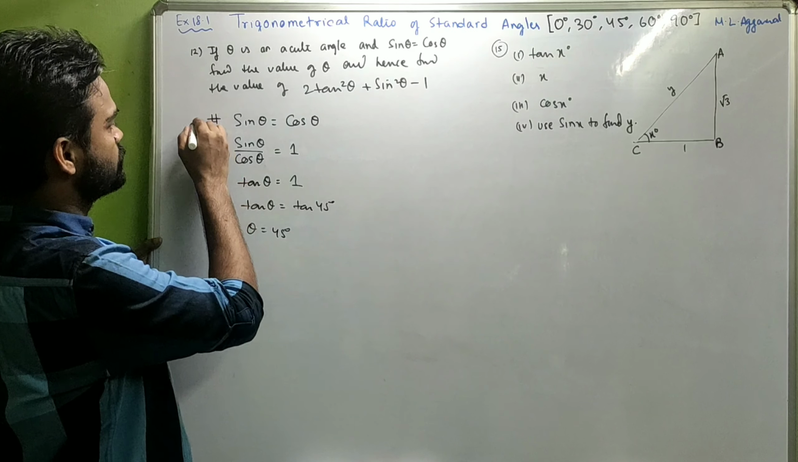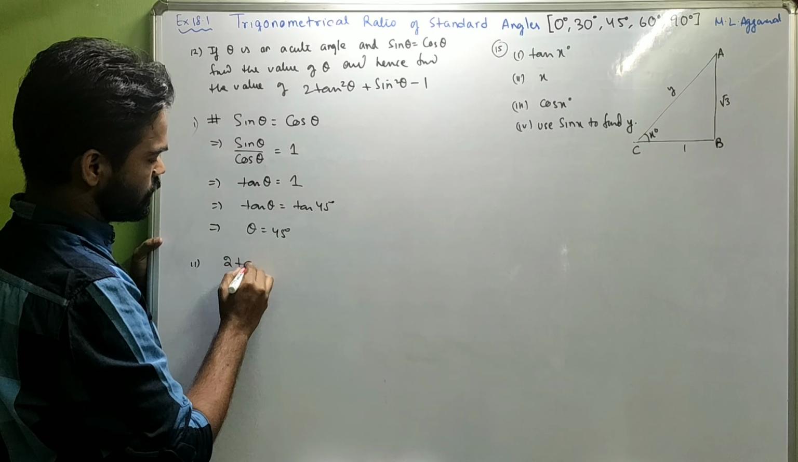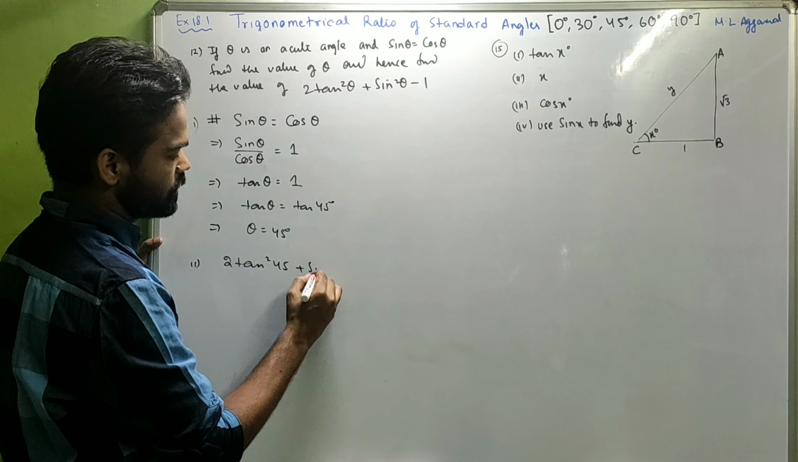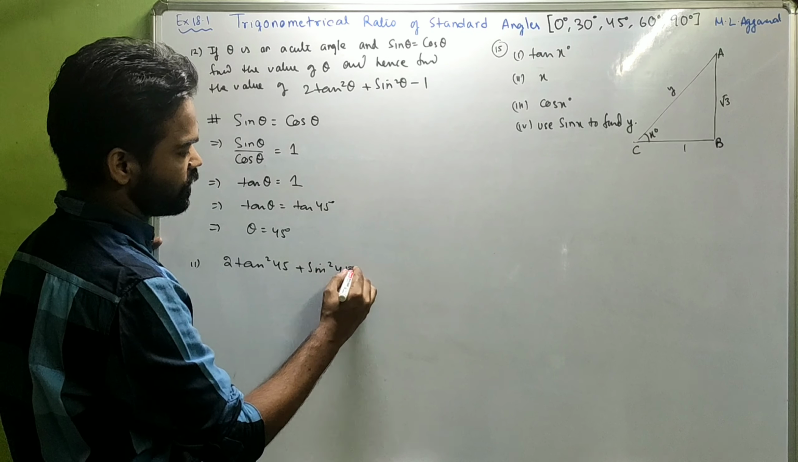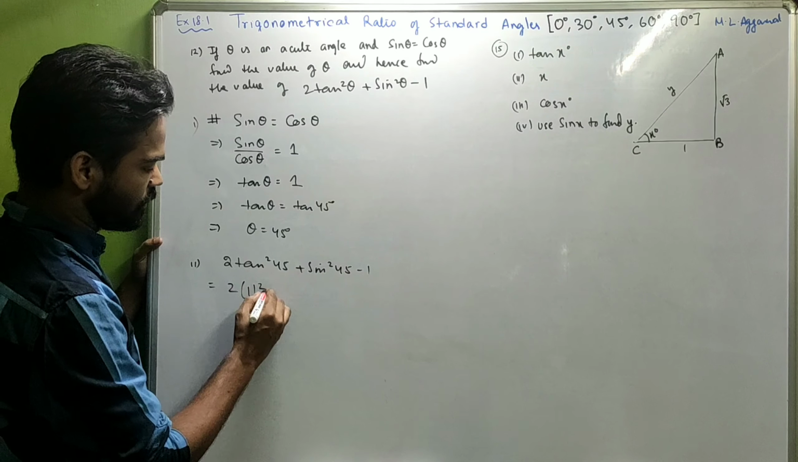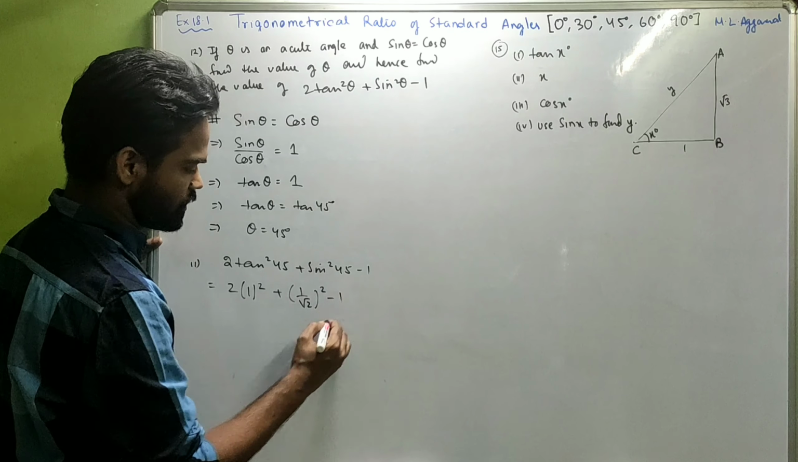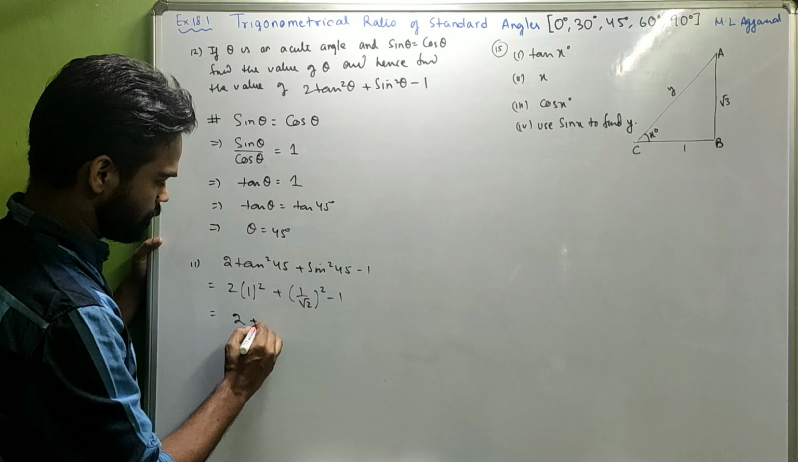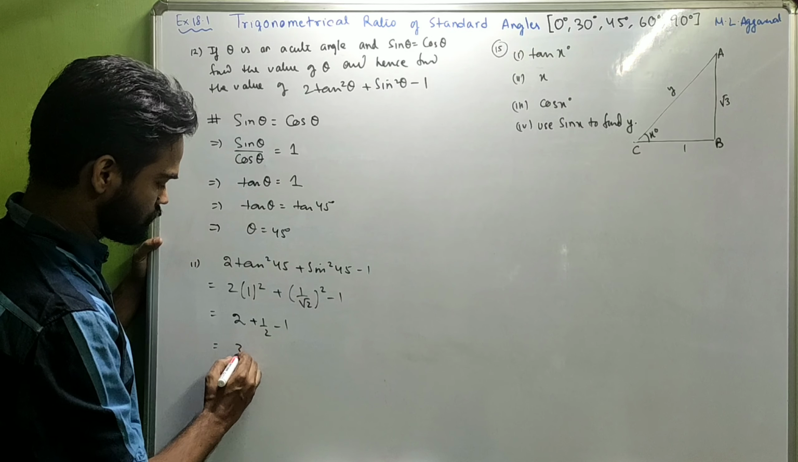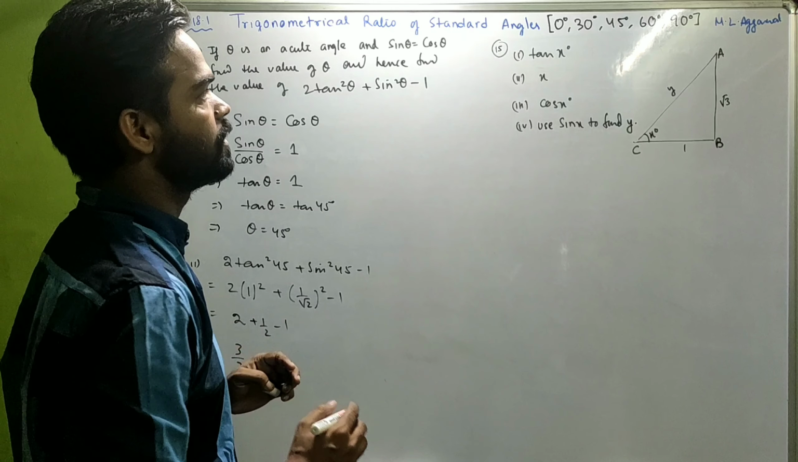Done. Now the second part, find the value of this. So 2 tan square 45 plus sine square 45 minus 1. Let us solve it. Tan 45 is 1, sine 45 is 1 by root 2 whole square, minus 1. So that's 2 plus half minus 1. That's 1.5, that's 3 by 2. Done. Okay.